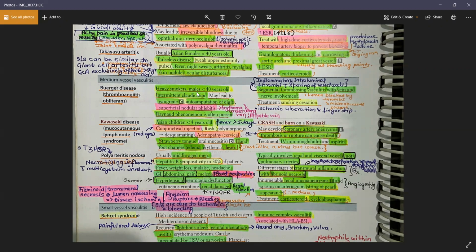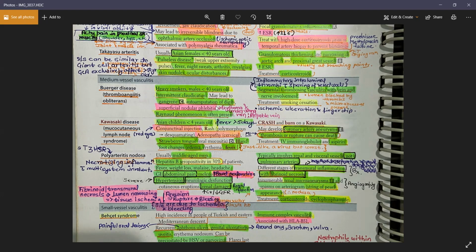Because of the thrombosis formation, the blood supply to the particular area would be lost, so you will get intermittent claudication. Whenever the patient tries to exercise or walk, he can experience pain. If the fingers are involved, then gangrene can happen because of loss of blood supply. It could lead to auto-amputation of the digits. The patient can also have a superficial nodular phlebitis, which is a thrombus formation in the very superficial veins. So the patient generally has a very erythematous, very tender area along the vein side. Very important to know superficial nodular thrombophlebitis.